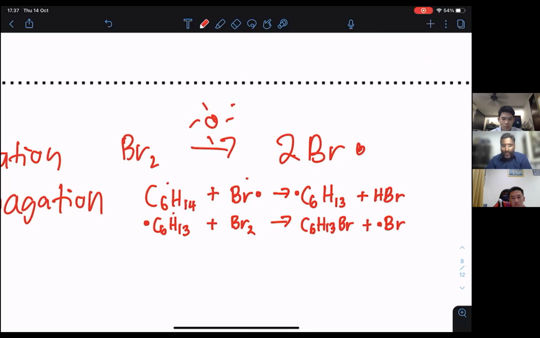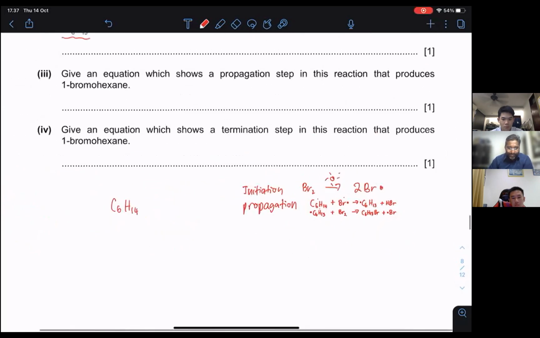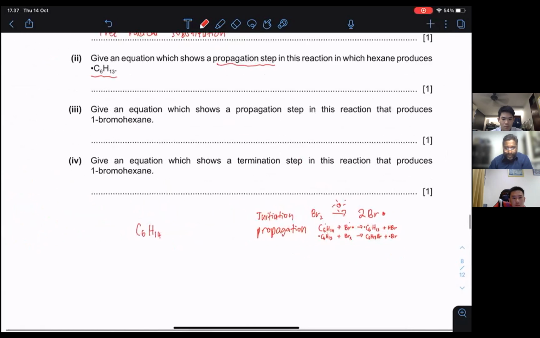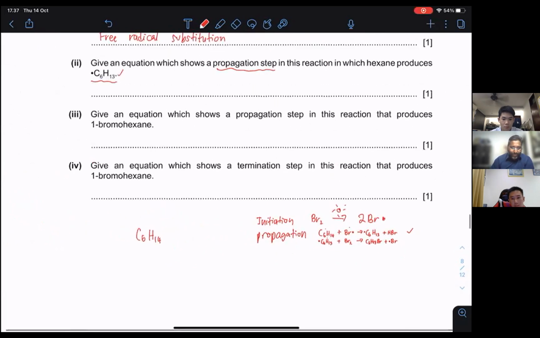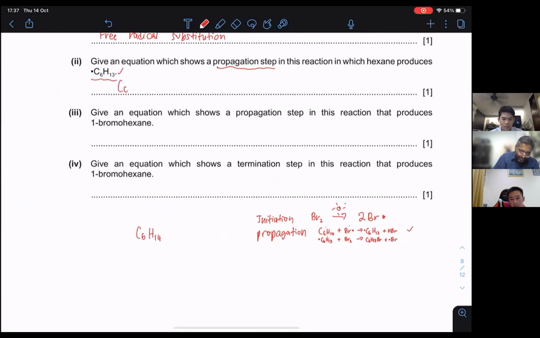And it will continue. But to answer the question rather than wasting time: give an equation for the propagation step in which hexane produces this free radical. Producing that free radical is going to be the answer. So you just need to write C6H14 plus Br free radical to give me C6H13 plus HBr. That's going to be the answer.